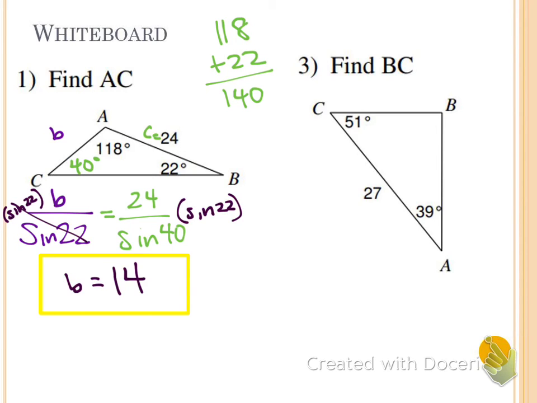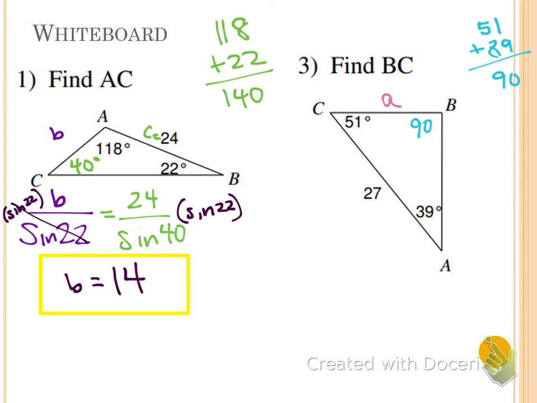All right, same thing over here. We want to find BC, which is across from angle A. So we're going to call this side A. We want to look for a known pair. We have 27. We don't know angle B, but again, we can find it because we know 51 plus 39 makes 90. Subtract that from 180, and that's 90. So this is a right triangle, but we're practicing law of sine.